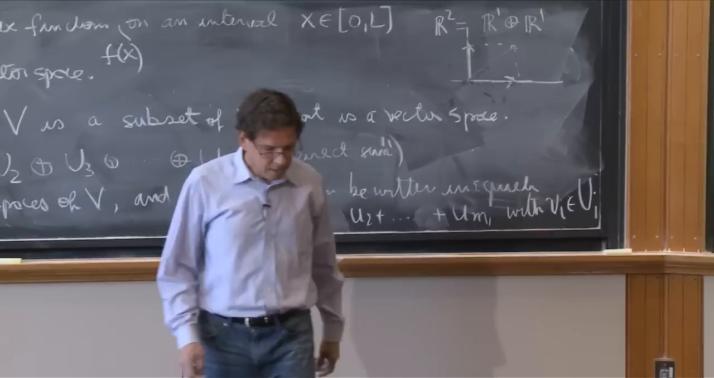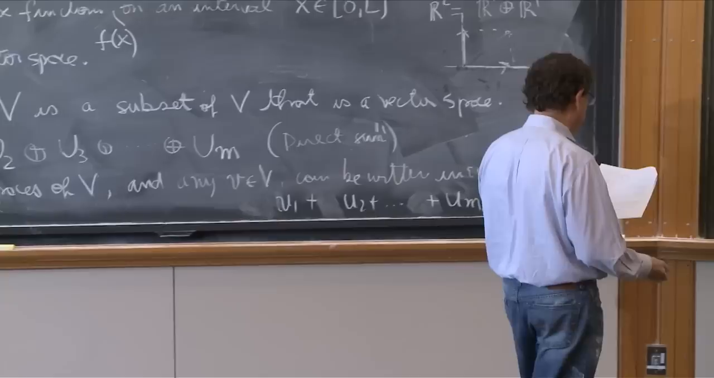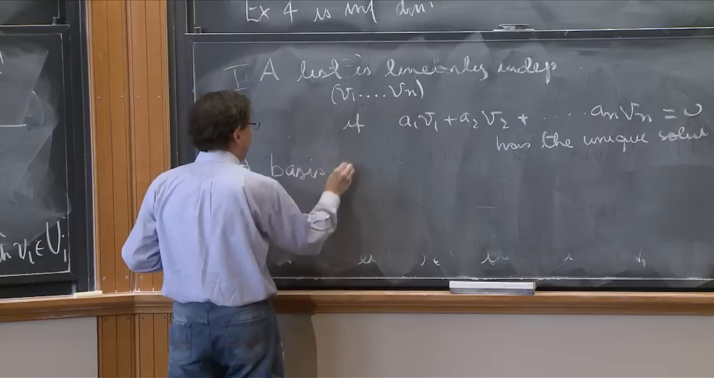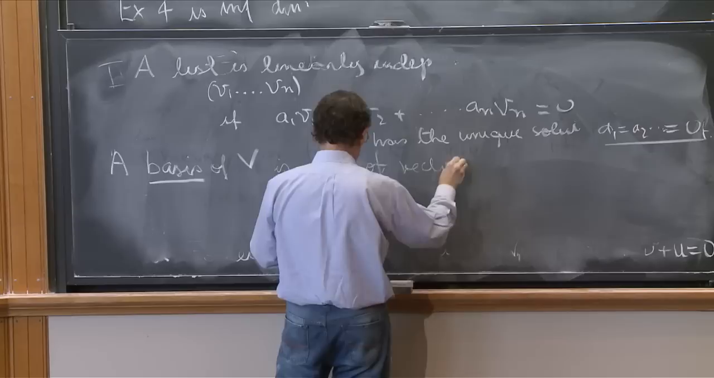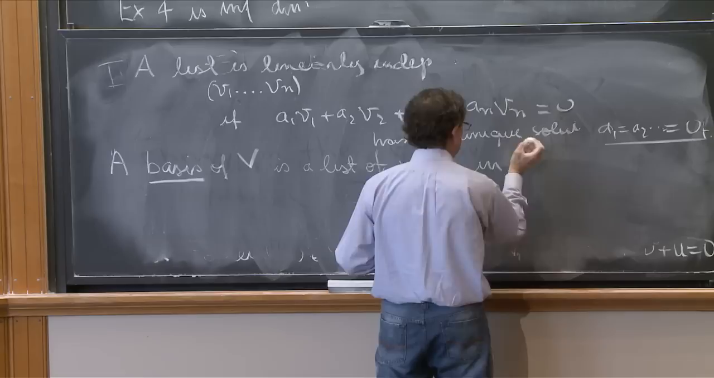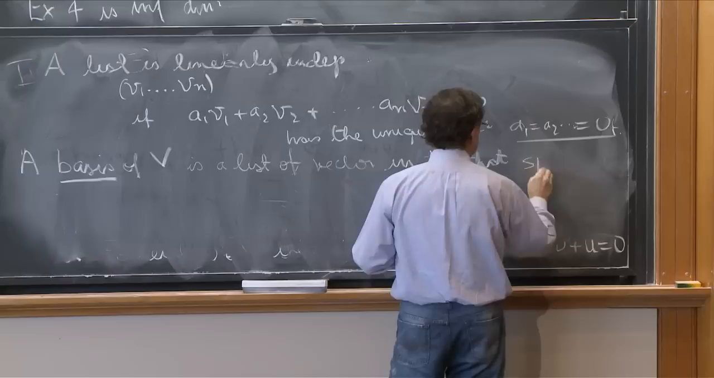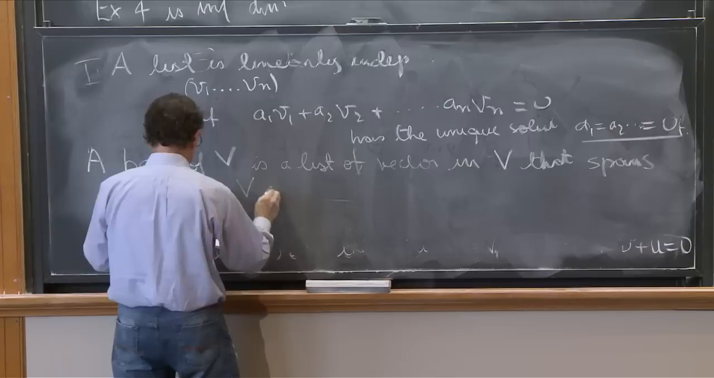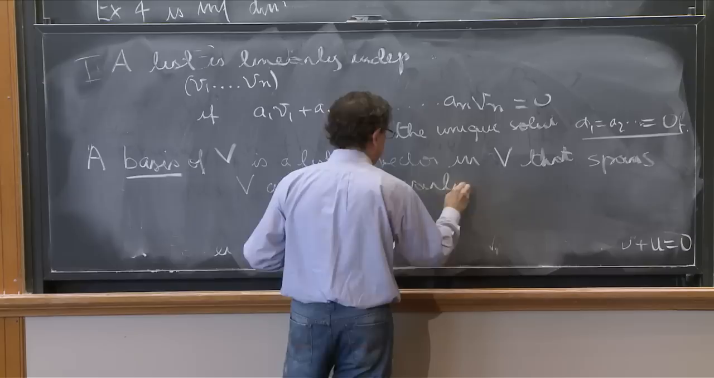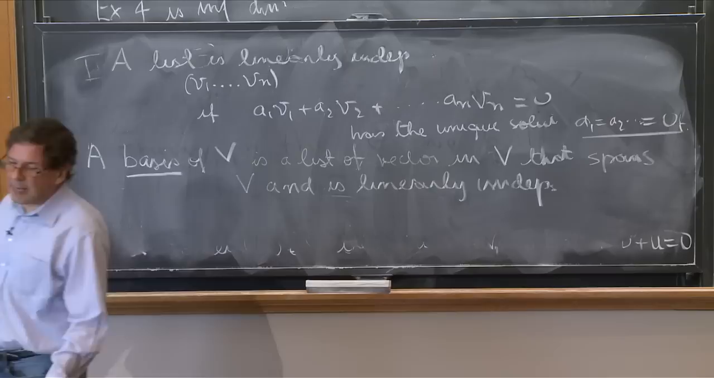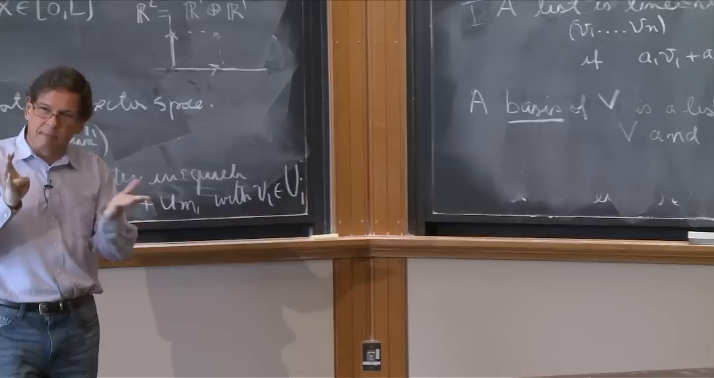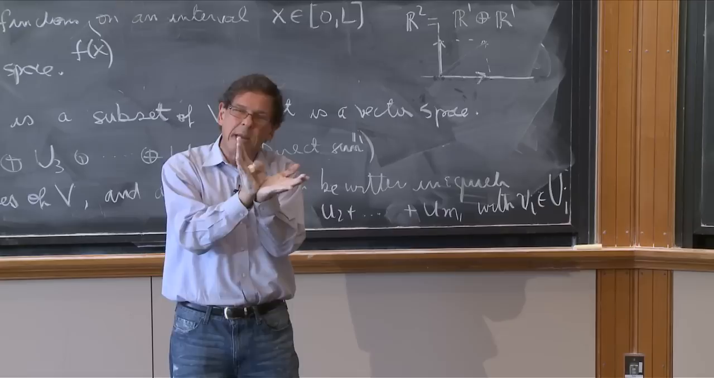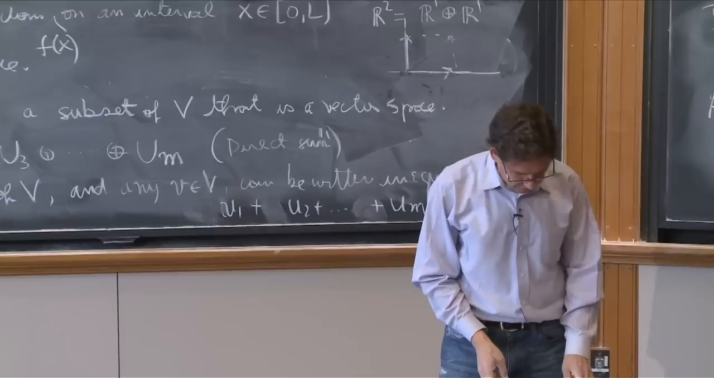So finally, we can define what is a basis. A basis B of V is a list of vectors in V that spans V and is linearly independent. So what is a basis? Well, you should have enough vectors to represent every vector, so it must span V. And what else should it have? You shouldn't have extra vectors that you don't need. It should be minimal. It should be all linearly independent. You shouldn't have added more stuff to it.